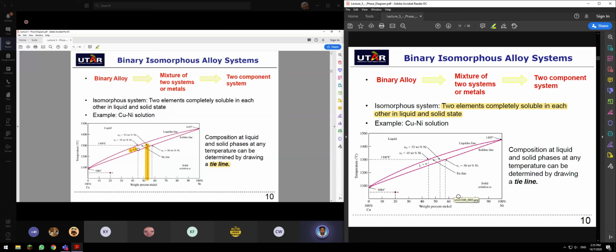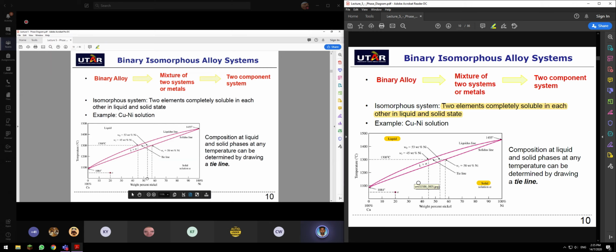In solid alpha particles or solutions, we call that here. So this is all solid. This is all liquid. Here everything is solid. Here everything is liquid. Between these two, solid and liquid, you have a small region over here where liquid and solid exist, both phases.